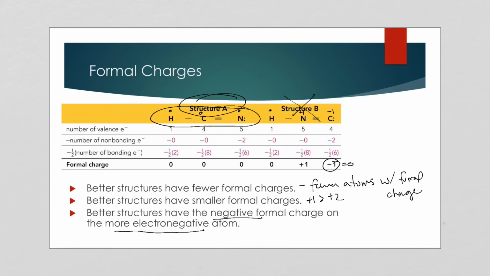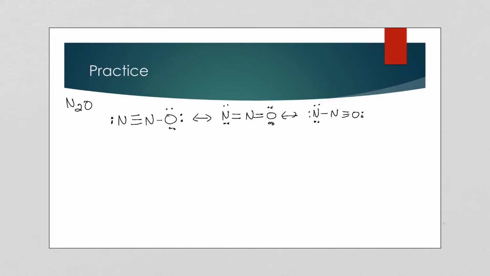Now let's put this into action. Okay, so our first problem here is just going to be, we're given some Lewis structures for this molecule. So for N2O, we're given 3 possible Lewis structures, and we're going to try to decide if one is better than the other, and which one is best.